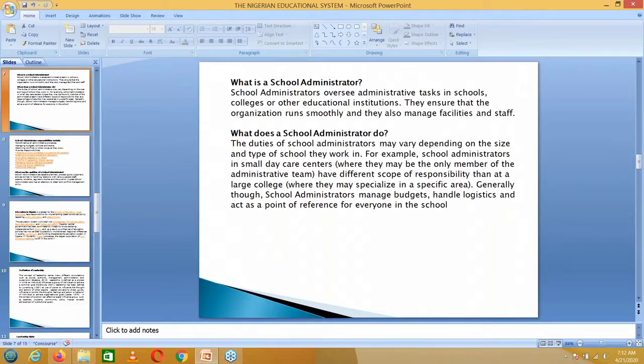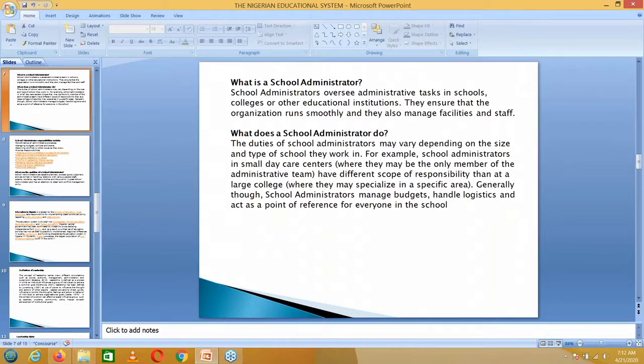What do they do? The duties of a school administrator may vary depending on the type of school they work in. For example, a school administrator in a small daycare center, where they may be the only member of the administration team, has a different scope of responsibility than at a large college. You understand? It depends on the type of school they work in.